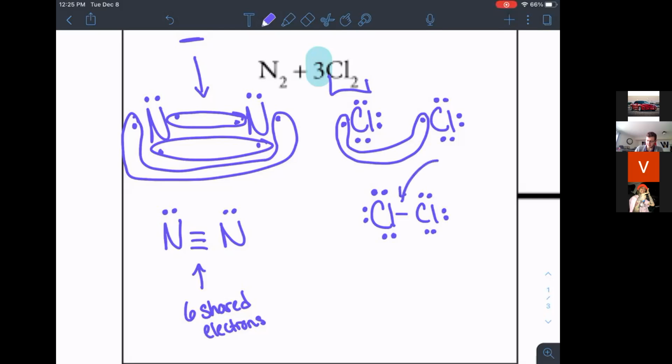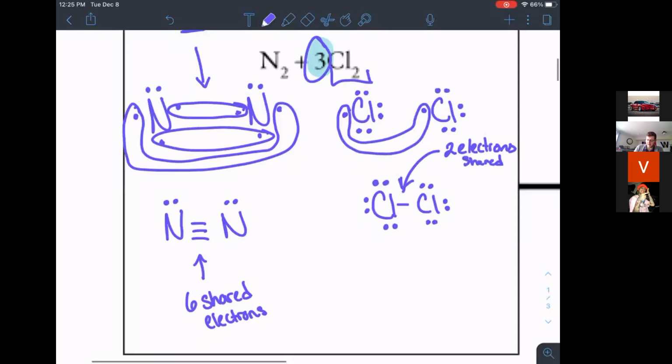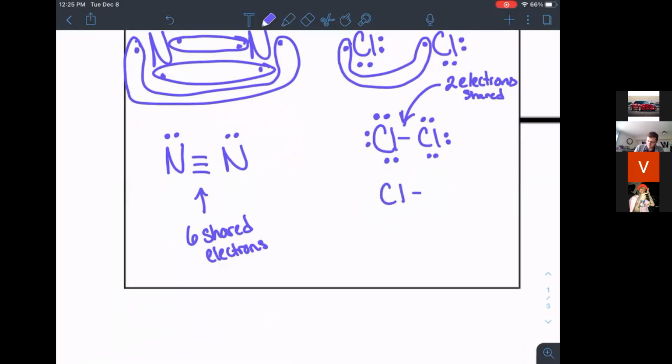The 2 electrons being shared are represented by this bond. But then we have 3 of them from above, so we need to draw 3 sets of this chlorine. Each one of them ends up with a total of 8 valence electrons.